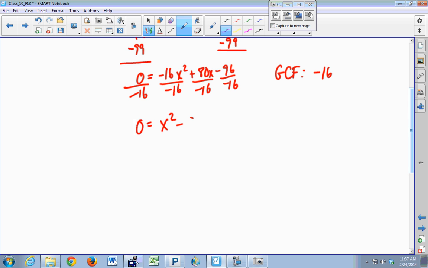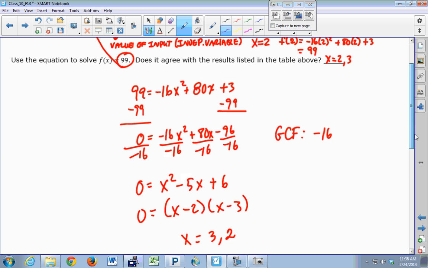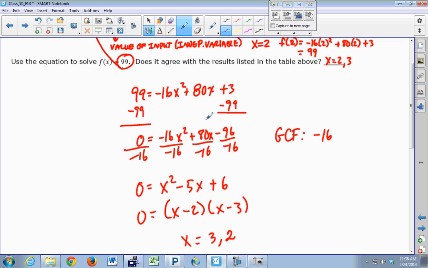And now you get a nice little easy trinomial to factor on your right side. You can all factor that, no problem. And there are your two answers, x equals 3 and x equals 2. Okay, so that's how we could solve that equation for f of x equals 99 if we didn't have the table and we were just using the equation.